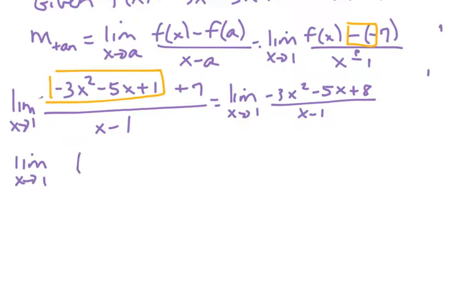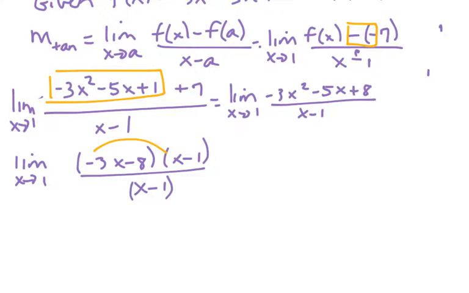Up top, I can factor this into minus 3x minus 8, x minus 1, all over x minus 1. Right? Check that by FOILing. Make sure you get back, and indeed, yep, first, outer, inner, last. I get back what I started with, so we're good. That factors, which means this term is going to cancel out with that term, and we're left with this problem, which is very solvable.